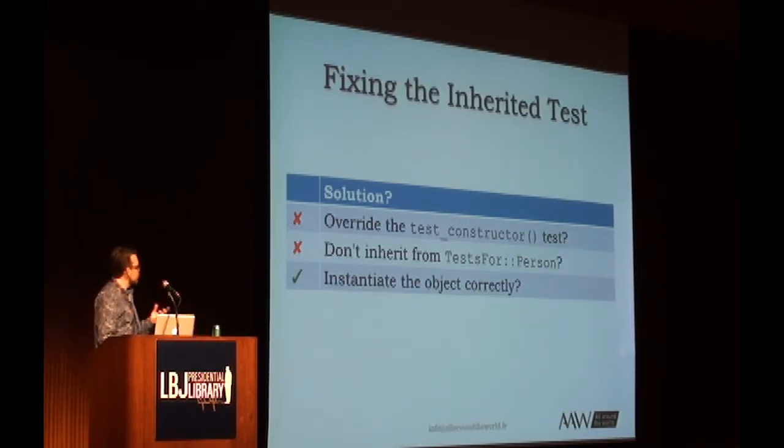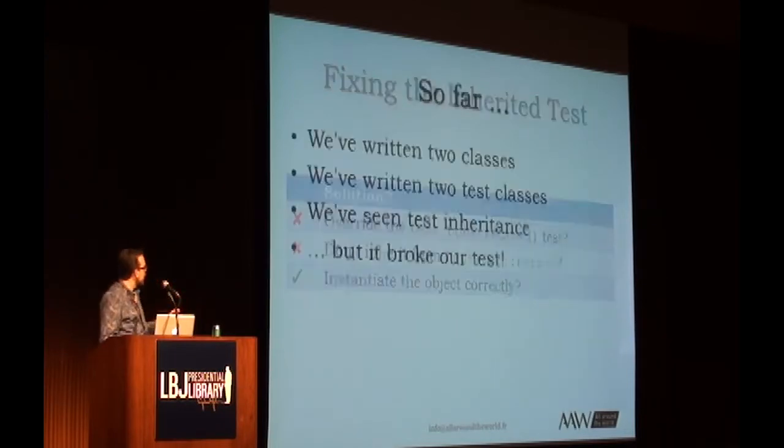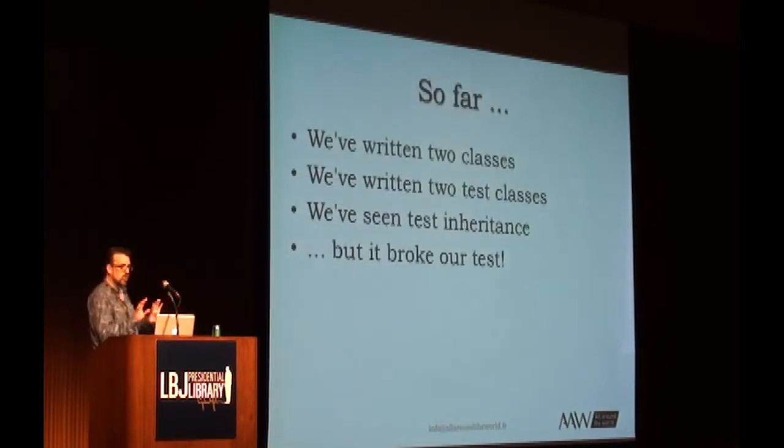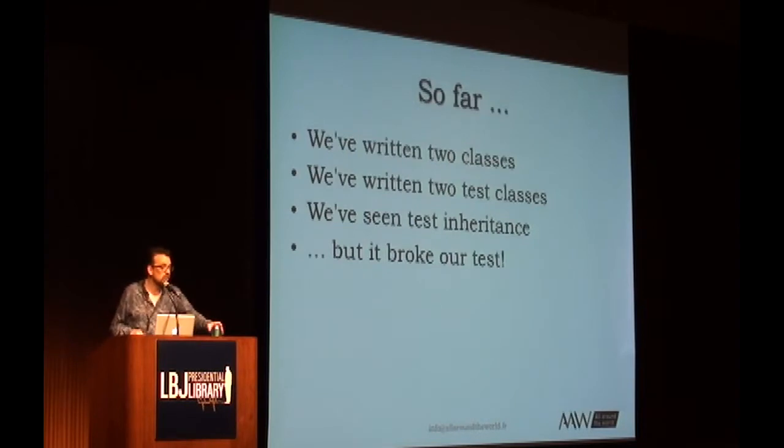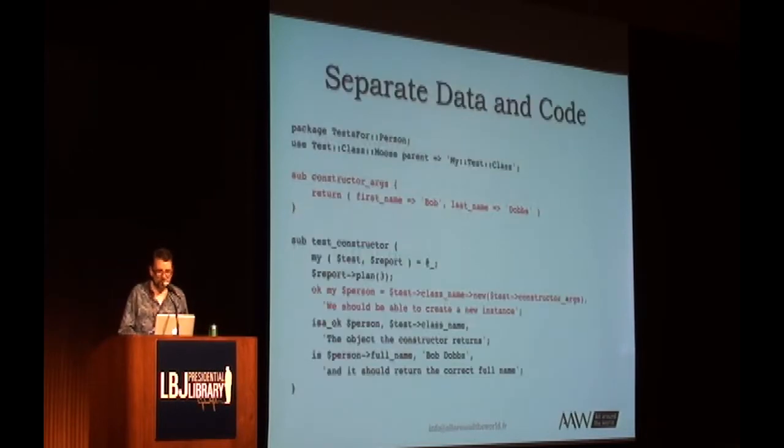So what we actually want is to instantiate our object correctly. This is one method of solving the problem. I am not saying this is the only way of solving the problem, but it is one method. We're going to stop and recap before I show you the solution I've used for this talk. We've written 2 classes. We've written 2 test classes. We've seen test inheritance, but it broke our test.